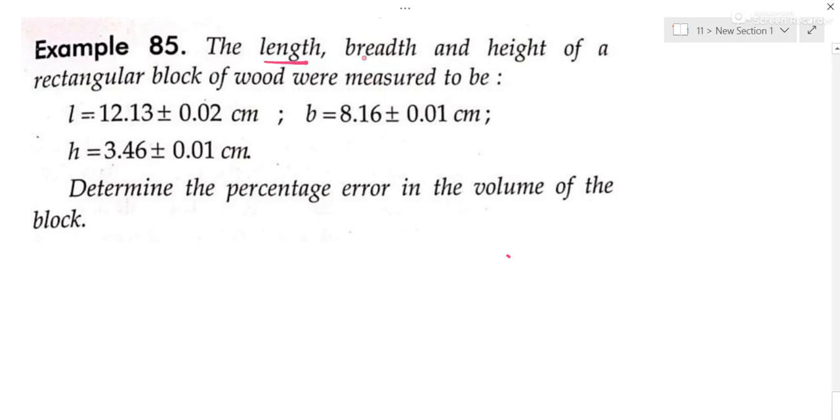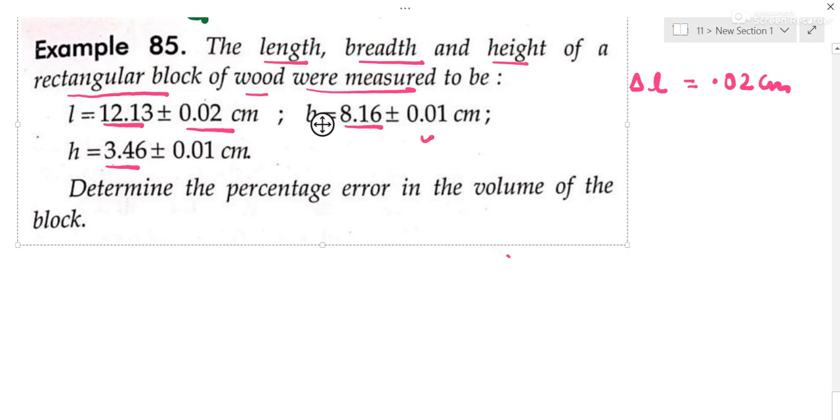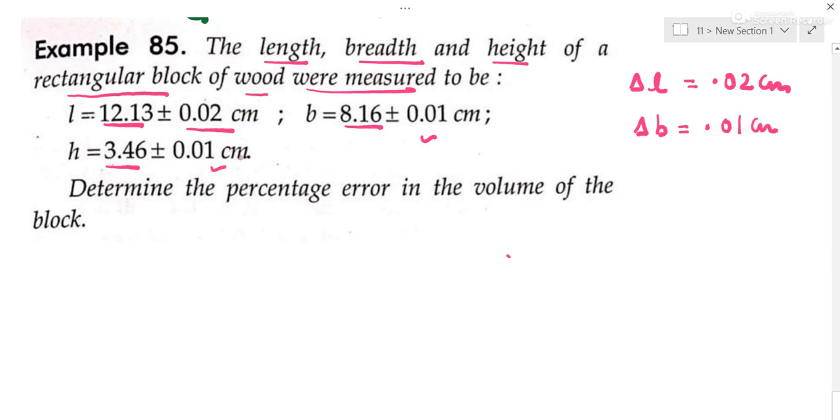Length, breadth and height of a rectangular block of wood were measured to be this and this, and height is this. So this is main value of length, main value of breadth and main value of height. And error in length is this value, that is 0.02 centimeter. Error in breadth is this, 0.01 centimeter, and this is error in height. Just keep the values separate. So we'll have to find out the percentage error in volume. So volume is equal to length into breadth into height.